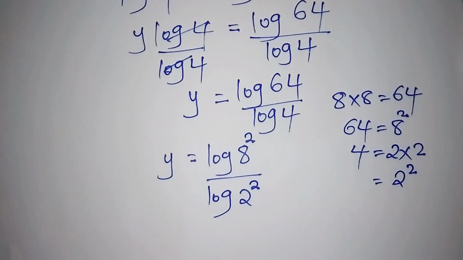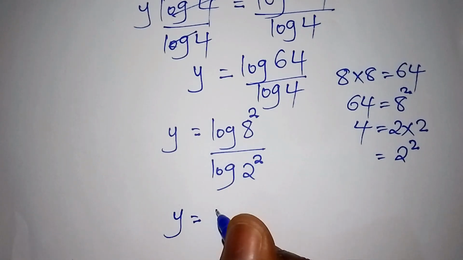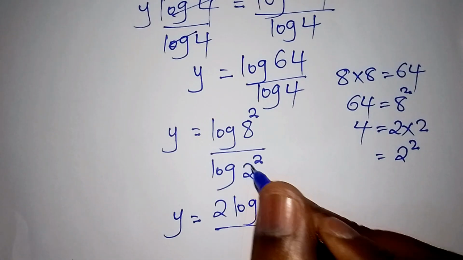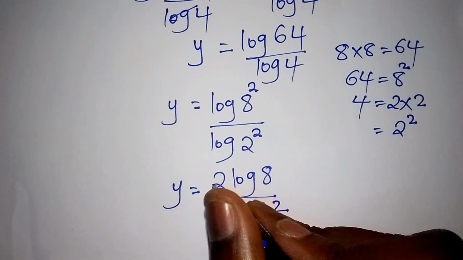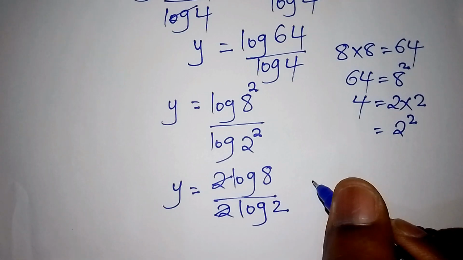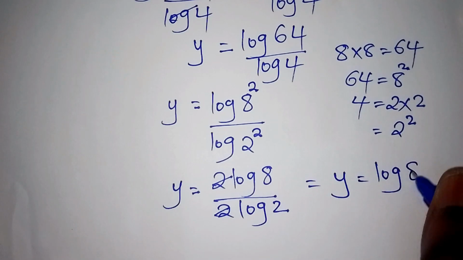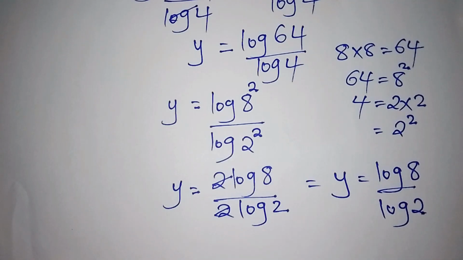Then here now our value for y, we shall say that y is equal to 2 log of 8 all over 2 log of 2. As you can see, 2 by 2 shall cancel. So now we shall say that our y is equal to the log of 8 all over the log of 2. So we don't stop there. We shall now simplify the log of 8 all over the log of 2.